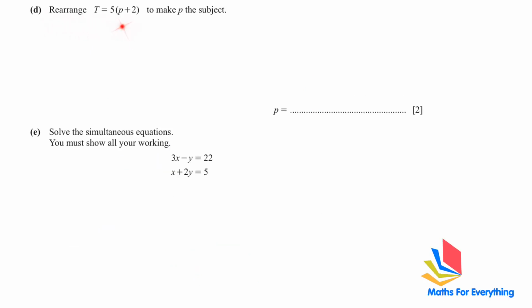Part D, we have to arrange this equation to make P the subject. So we will first move the 5 to the other side. It's a multiply, so it will be a divide. We are left with P plus 2. The plus 2, when we move here, it will be negative 2. So P is equal to T over 5 minus 2.